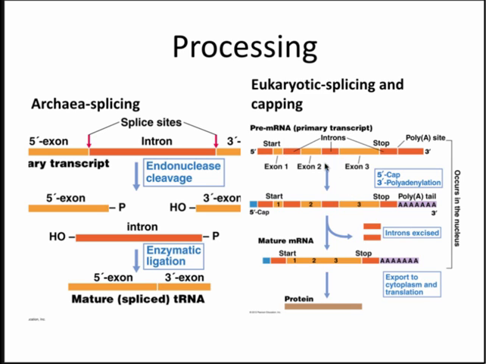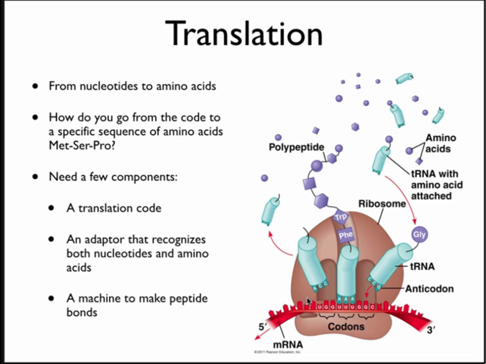And in fact, not only do they have the introns spliced out, you also get a cap and a poly A tail put on, and then that makes a mature messenger RNA and the protein. Okay, that's what I wanted to say about transcription. Let's now move on to translation.